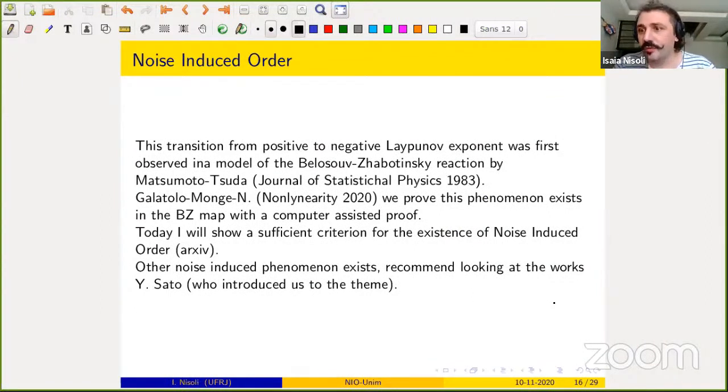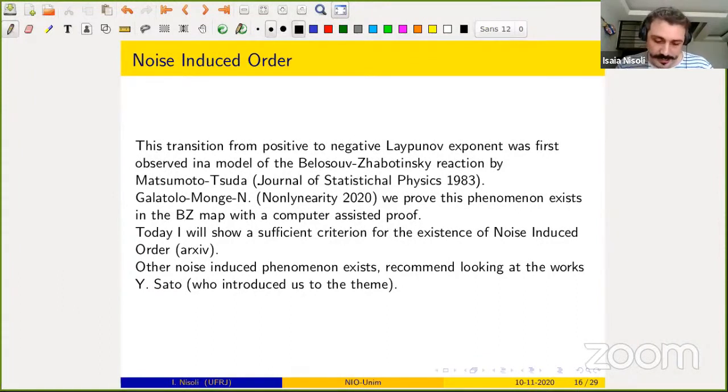So this noise-induced order, we first discovered this phenomenon at a conference at ICTP that was organized by Stefano Luzzatto and Stefano Galatolo, I think, on computability and computation in ergodic theory. At this conference, we met Yuzuru Sato, a theoretical physicist from Japan, who introduced us to the team. He showed us this model from the Belousov-Zhabotinsky reaction by two Japanese applied mathematicians called Matsumoto and Tsuda, who wrote a paper called Noise Induced Order.